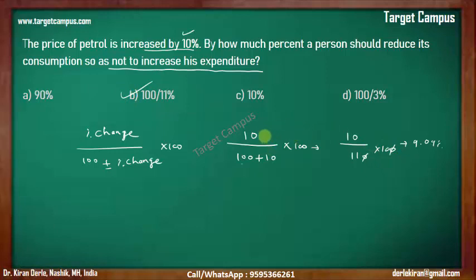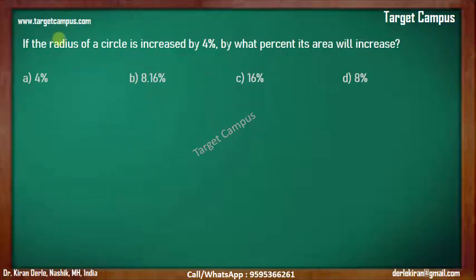Hope you are getting this point. Go revise and try to understand this logic and questions, right? Note it down also. If the radius of a circle is increased by 4%, by what percent will its area increase, right? So let's have this first.